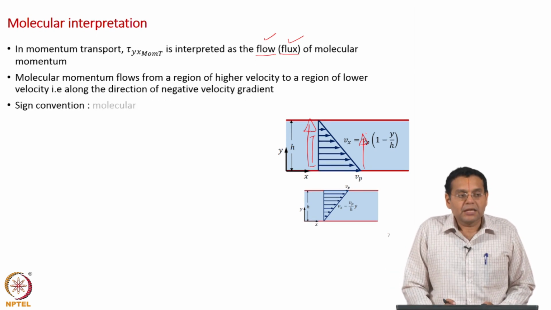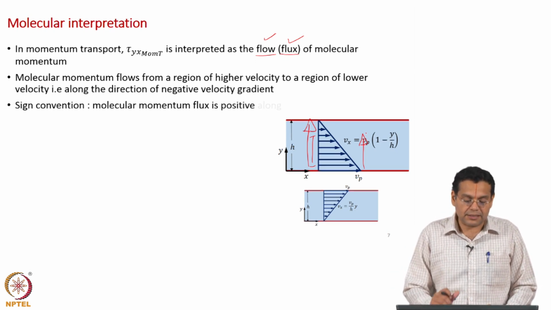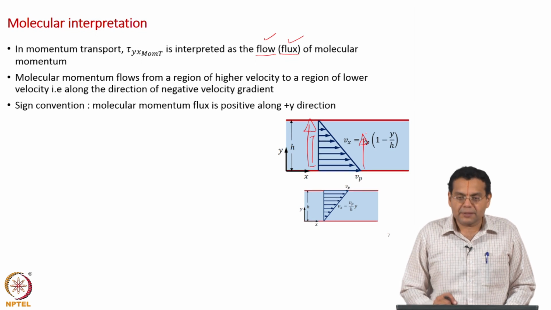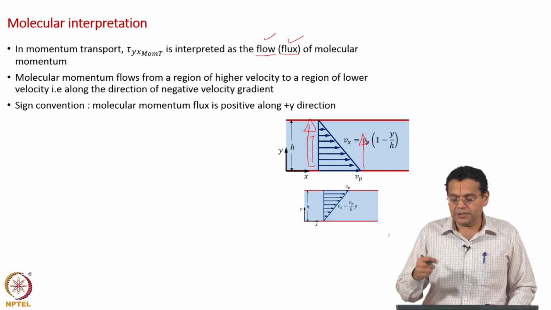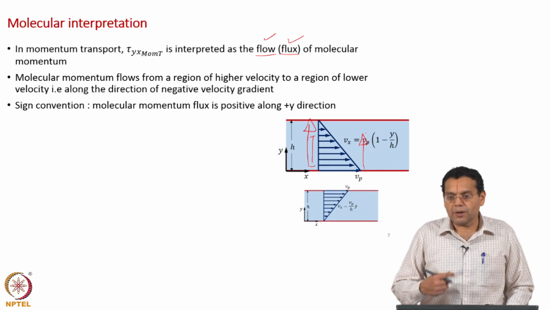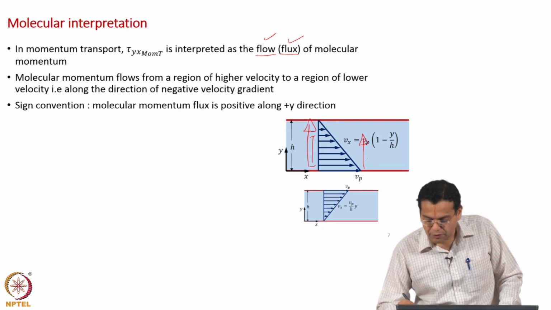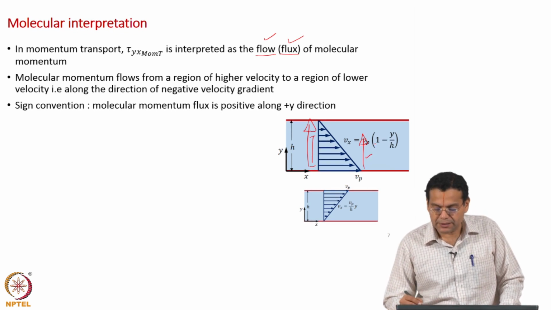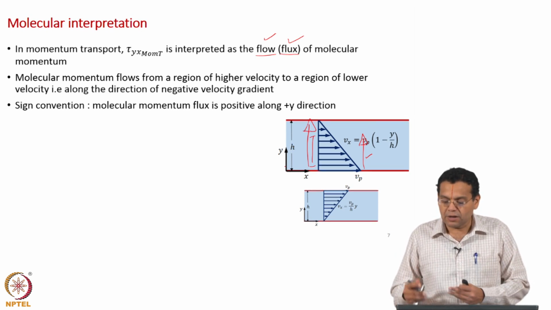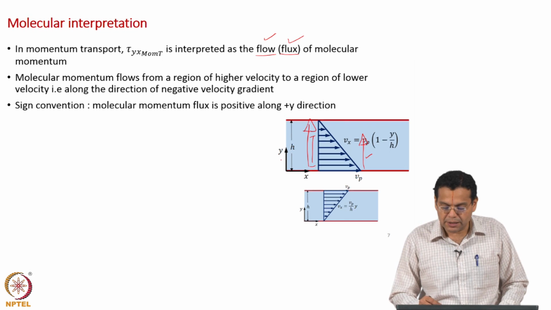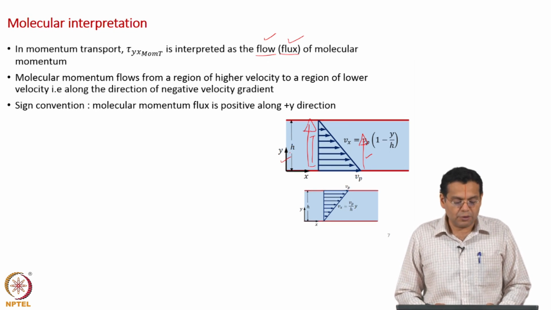Now, we will adopt a sign convention. That is the key in fact. We will adopt a sign convention. What is the sign convention? I want my molecular momentum flux to be positive along the positive y direction. So, I want this flux to be positive. Remember, this flux is along the positive y axis. I want this flux to be positive along the positive y axis. How do we do that?